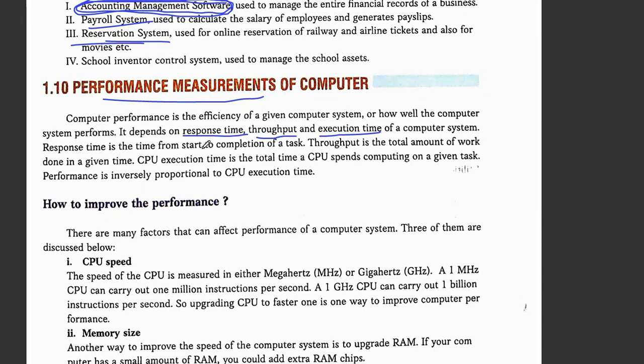When you are asked what is the response time, you will have to say that response time is the time from the start to the completion of a task. Throughput is the total amount of work done in a given time.